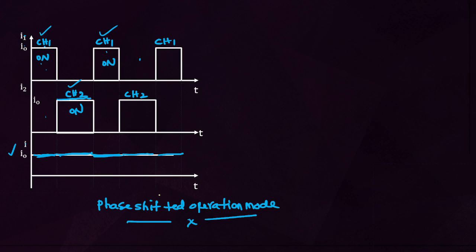Next, what do you mean by phase shifted operation mode? In phase shifted operation mode, the on and off states of the choppers are different. Chopper 1 is on at this instant, but chopper 2 is on at this instant. Chopper 1 is off here. Chopper 2 is off here. That is, the on and off of the choppers are at different instants.